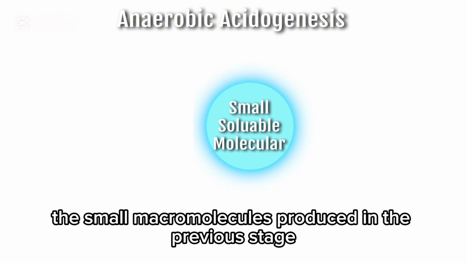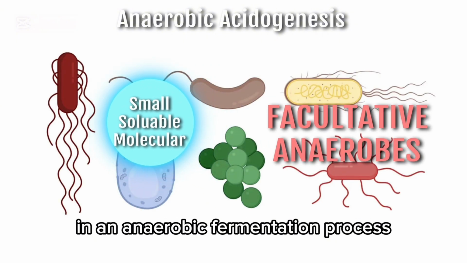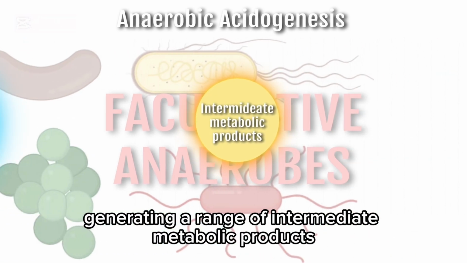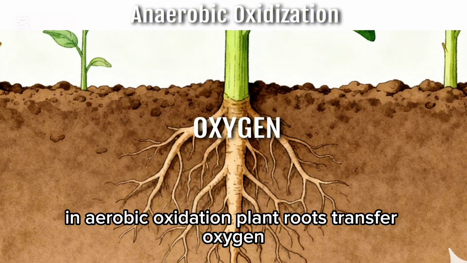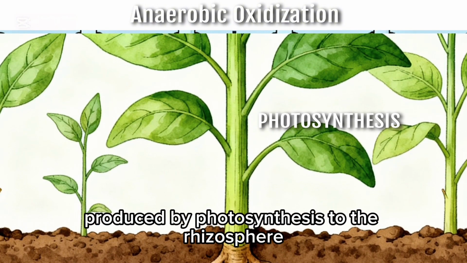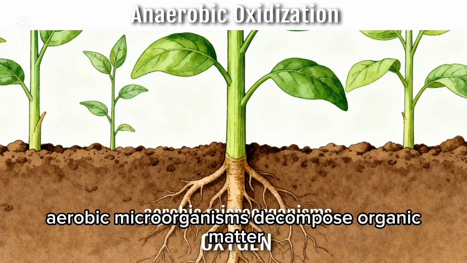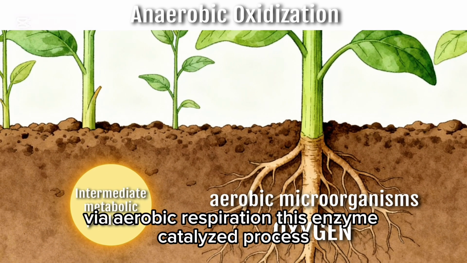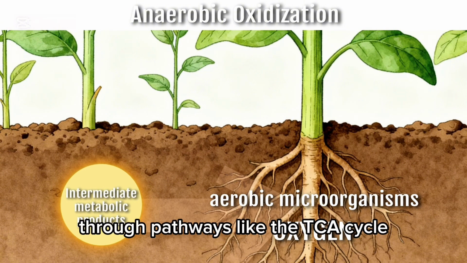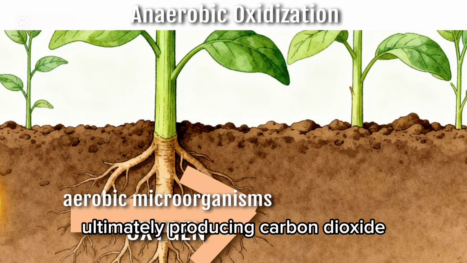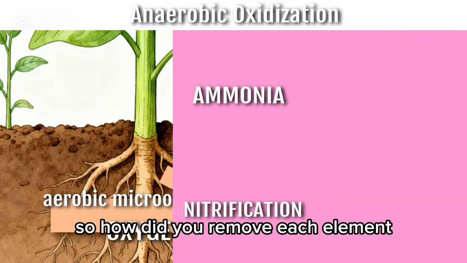The small molecules produced in the previous stage are consumed by facultative anaerobes in an anaerobic fermentation process, generating a range of intermediate metabolic products, and releasing energy for the microbes to use. In aerobic oxidation, plant roots transport oxygen produced by photosynthesis to the rhizosphere through parenchyma, creating aerobic microenvironments. Within this zone, aerobic microorganisms decompose organic matter via aerobic respiration. This enzyme-catalyzed process, through pathways like the TCA cycle, progressively oxidizes carbon and hydrogen, ultimately producing carbon dioxide, water, and substantial energy.